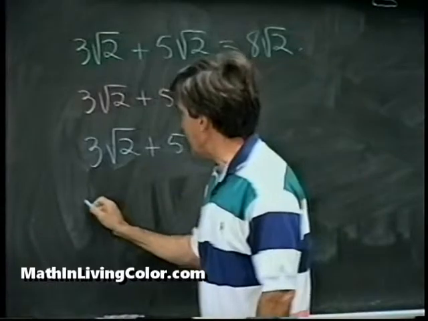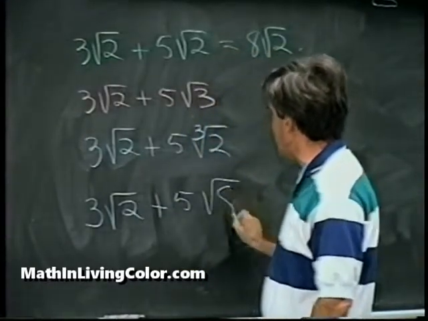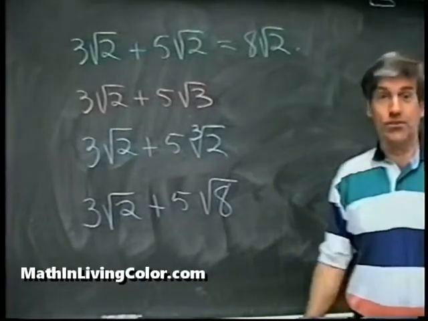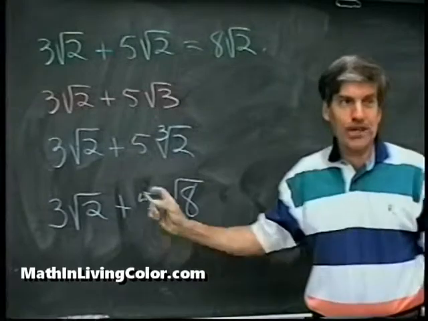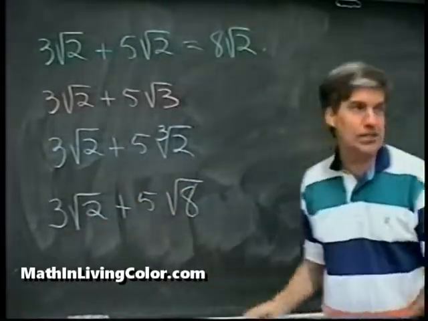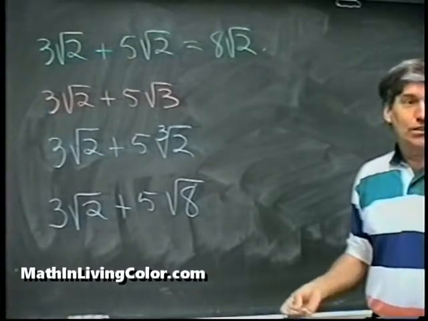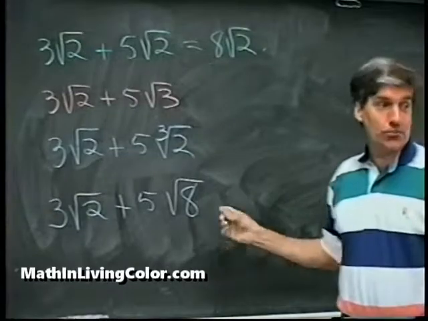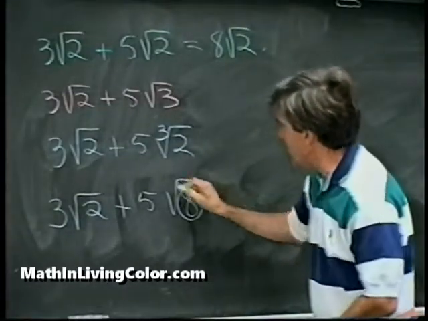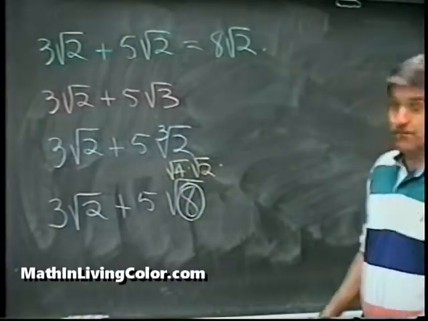And then what would happen if you had something like 3 square root of 2 plus 5 square root of 8? You might say, well, they're not alike, so you can't combine them together. But before you jump to that conclusion, there's something different about this problem. Do you notice what it is? The square root of 8. You can simplify the square root of 8, can't you? You could call that the square root of 4 times the square root of 2, couldn't you?